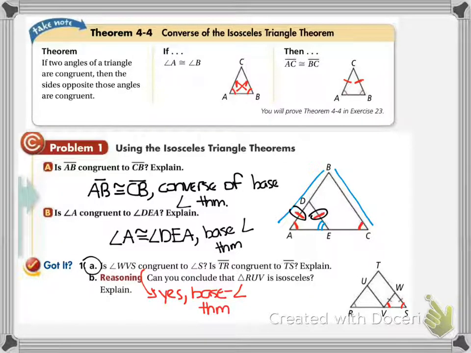And then we also want to know whether or not TR is congruent to TS. If we look at those, we know that those two base angles are congruent. So therefore, yes, we can say that those sides are also congruent, and that would be the converse. So just make sure you know whether it's the converse or the plain base angle theorem.